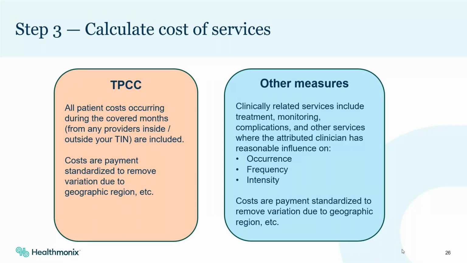Step 3 is to calculate the cost of services. In the case of TPCC, basically all costs occurring during the covered months, during the beneficiary months, both inside and outside of your TIN, are going to be attributed to that episode. For other measures, there are lists of specific services that are included or excluded. Next slide.